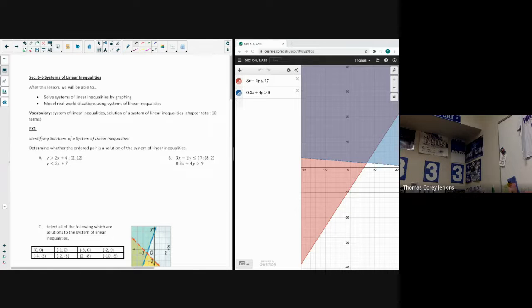Hey guys, Mr. Jenkins back here with what's going to be our last lesson of Chapter 6. So this is Section 6.6, and it's about systems of linear inequalities, right?